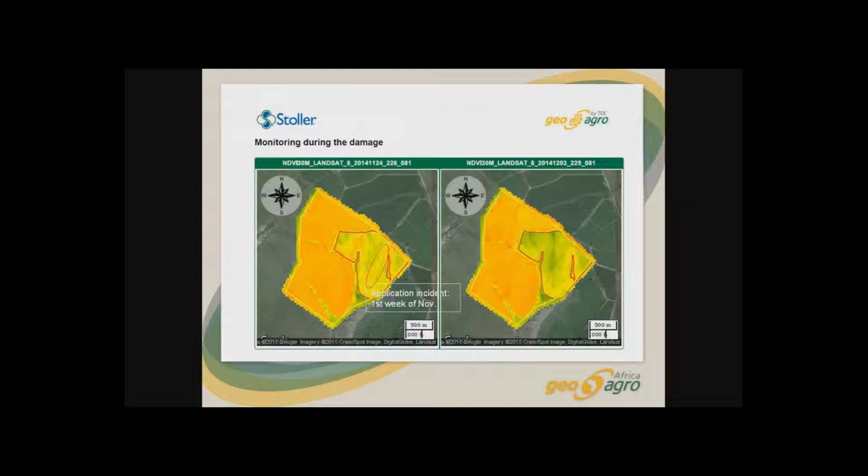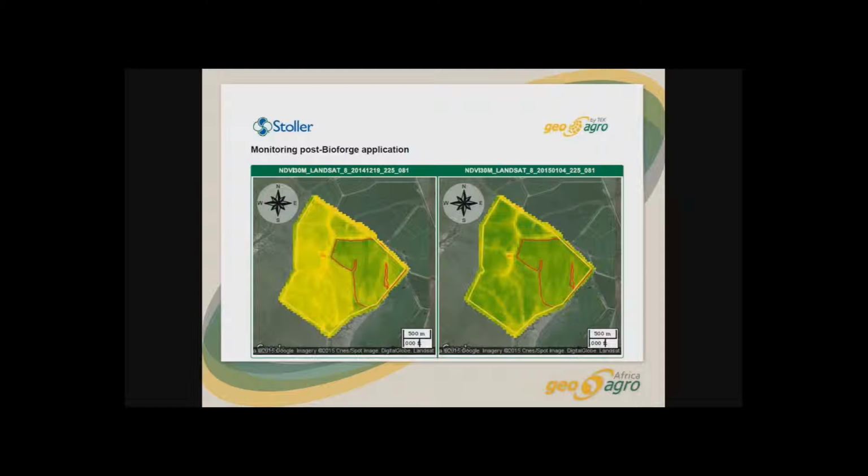So on December 5th, they applied a product called BioForge, and they were able to monitor how that product was helping the crop to overcome that stress. We have this image from 19 December. We see that same area, the stress disappearing, and by January 4th, it's completely gone. Again, it's a rice field, and this was a very useful example to see how to detect stress, make a timely decision, apply the right product, and then monitor results.